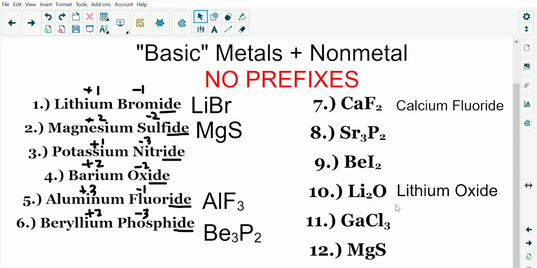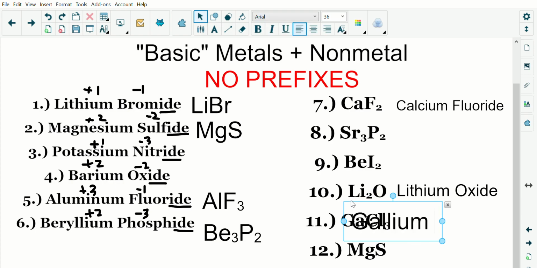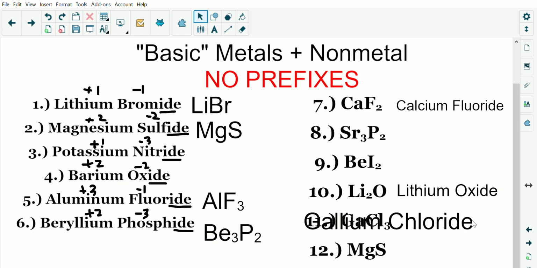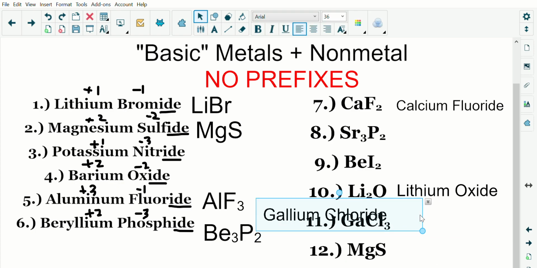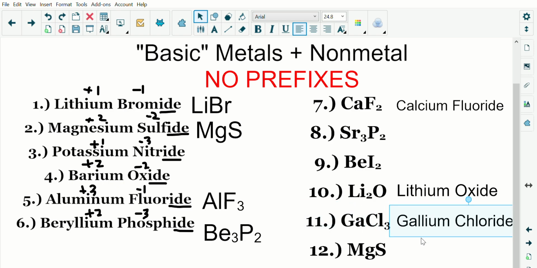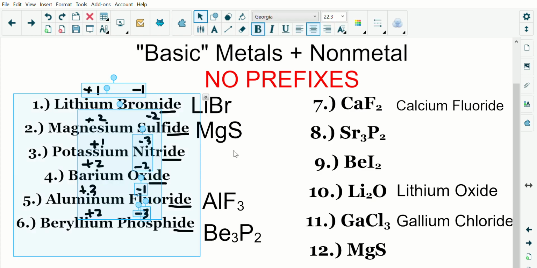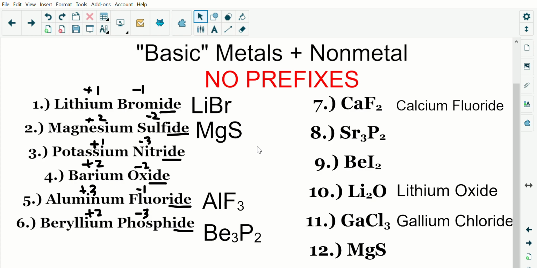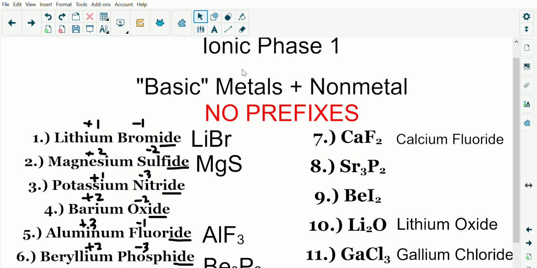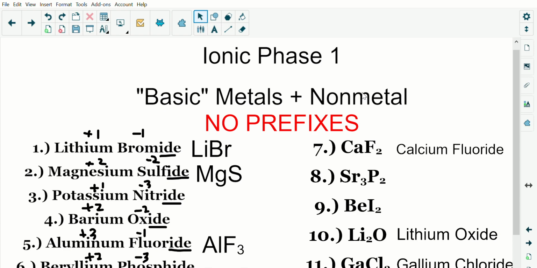And for example, just to do one more, this one is gallium, and Cl is chloride. So personally, I think these are easier because you just have to look at what they are on the periodic table. Here, I really recommend doing the charge thing that I did, because it really helps you see that crisscross faster. And that's how you do what I call phase 1 ionic naming, which is just the basic metals with your nonmetals.